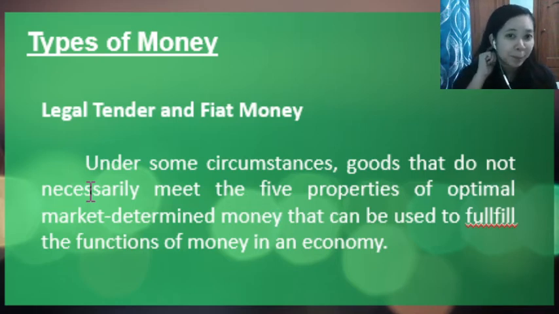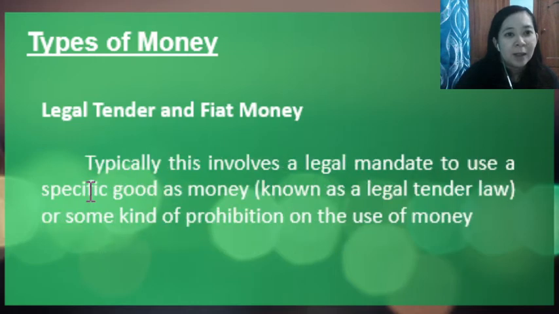So here we have the characteristics in order for a money to be accepted. Typically this involves a legal mandate to use a specific good as money. For money to be considered a legal tender, it has to go through a process, and it has a legal mandate or legal tender law, or some kind of prohibition on the use of other money aside from the legal tender.